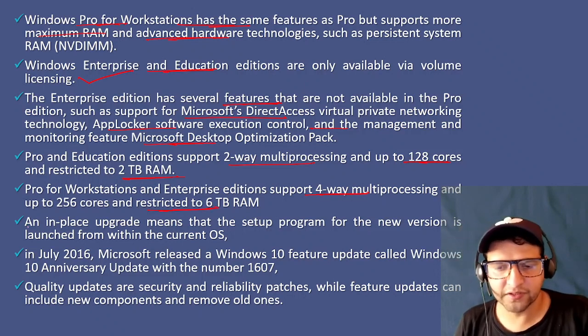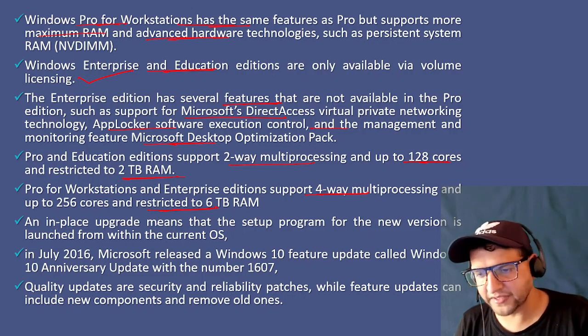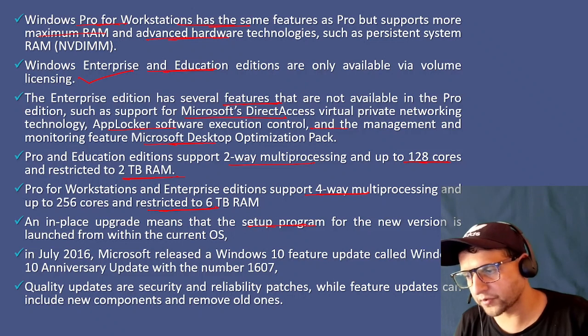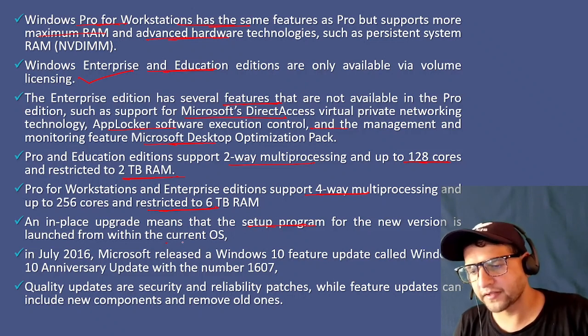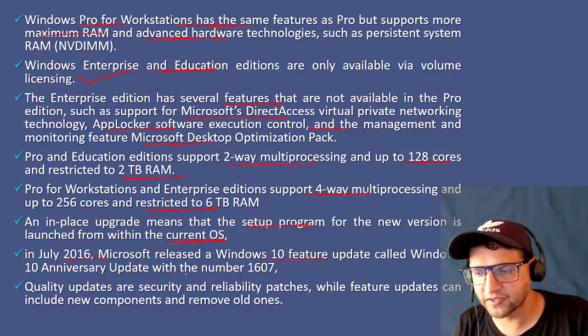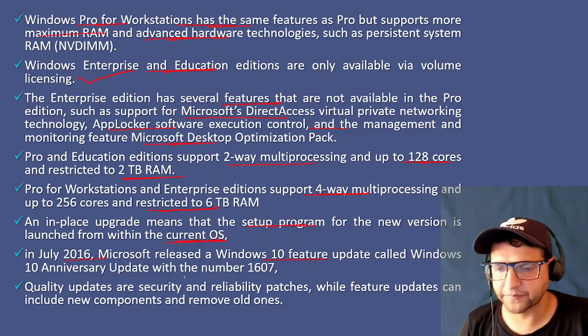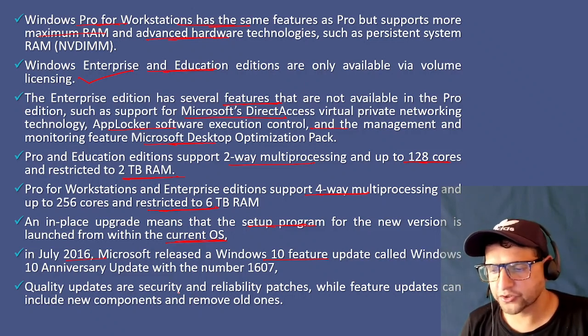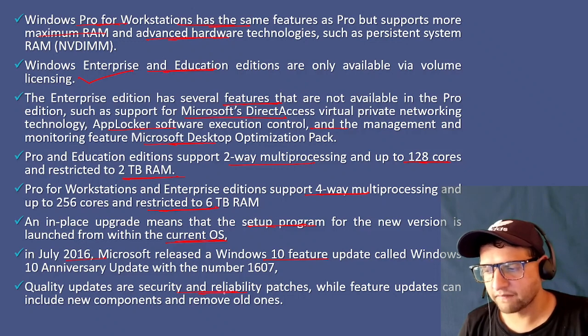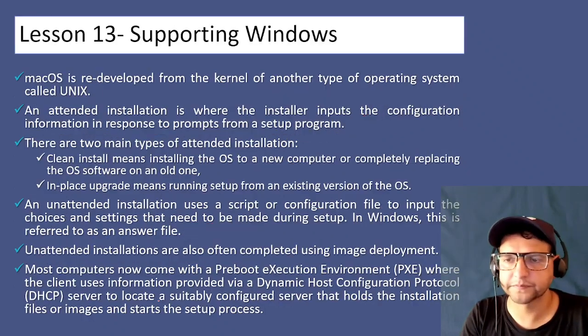Now there was a question related to this concept. In-place, what are the different upgrades you have? One is an in-place upgrade, which means that the setup program for the new version is launched from within the current operating system. In July 2016, Microsoft released a Windows 10 feature update called the Windows 10 Anniversary Update, with the number 1607. Quality updates are security and reliability patches, while feature updates can include new components and remove old ones.